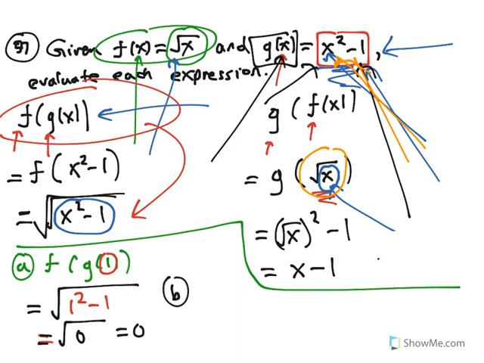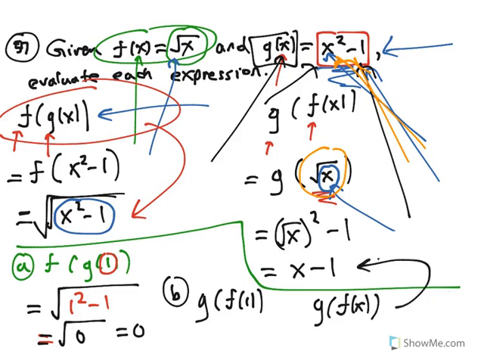If you want to find b, we have g of f of 1. How did we find g of f of 1? Well, we already have the function g of f of x, right? That's right here. This is the function g of f of x. So to find g of f of 1, you're going to use the function g of f of x and evaluate it at x is equal to 1. So you have 1 minus 1, which will be 0. We'll take a look at two more examples.